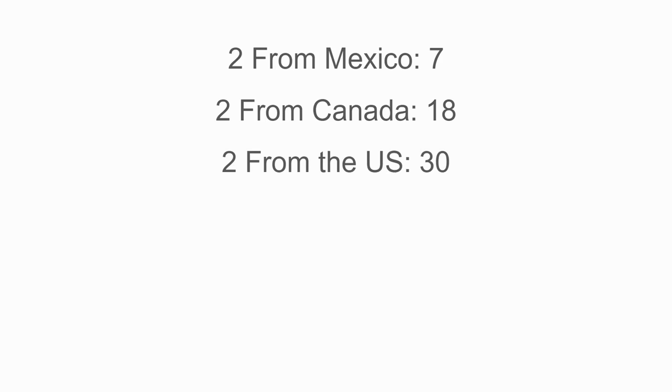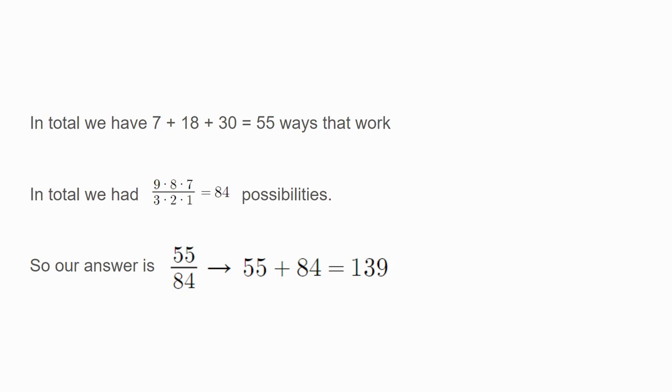We need to choose 2 from the 4 US delegates, which is 4 choose 2, equal to 6, and then we need to choose 5 from the other countries, which obviously has 5 options, so our total is 6 times 5 equals 30. So this means that we have 55 ways that work.